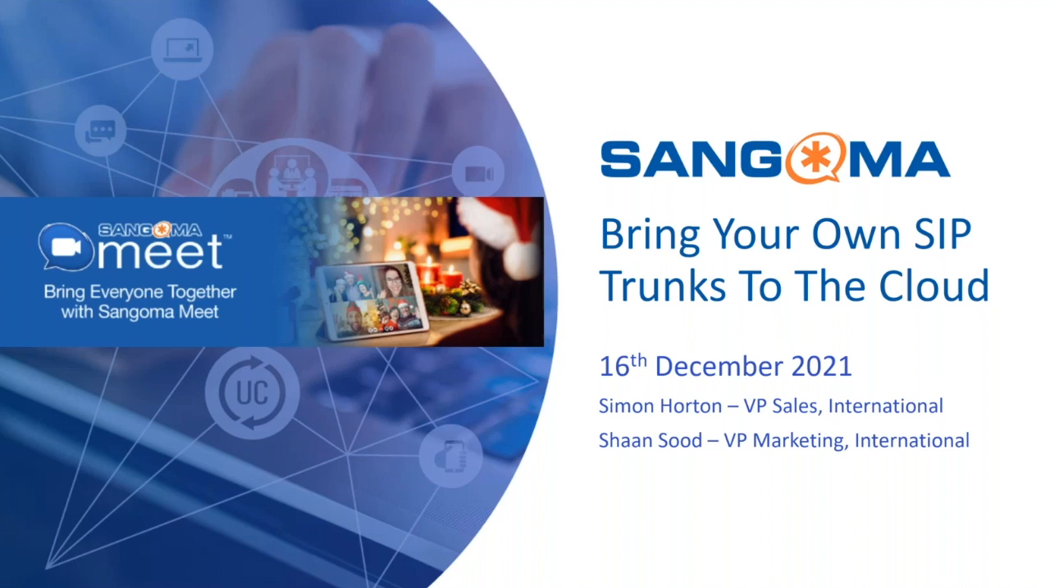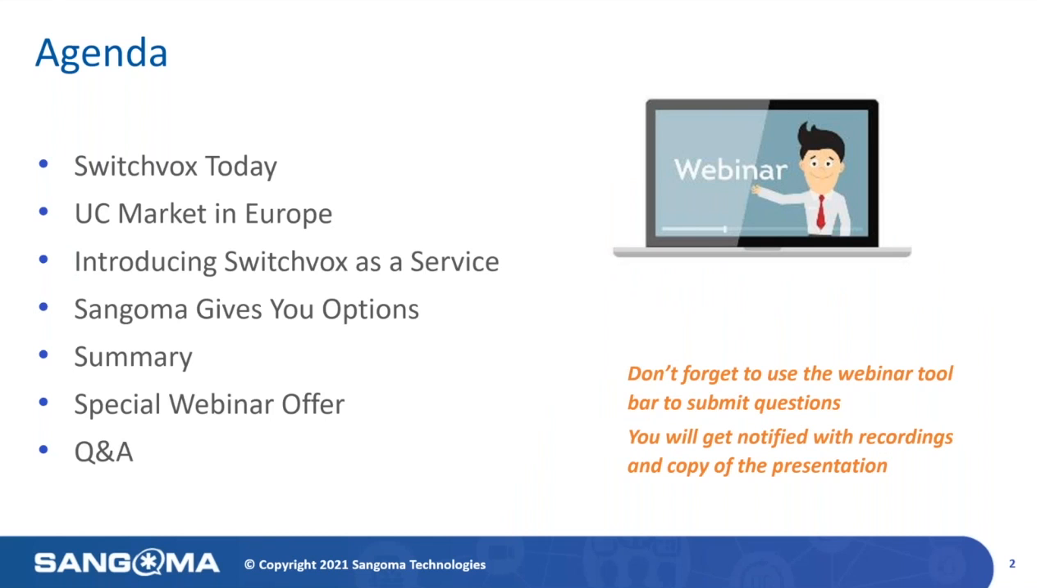My name's Simon Horton. I am the VP of Sales for International, and I'm joined by Shan, who will be speaking shortly, and Shan is the VP of Marketing for International as well. International in Sangoma's world means everything outside of US and Canada. Shan and I are based in our European headquarters, which is in a small town called Wokingham, just west of London. So what are we going to talk about today?